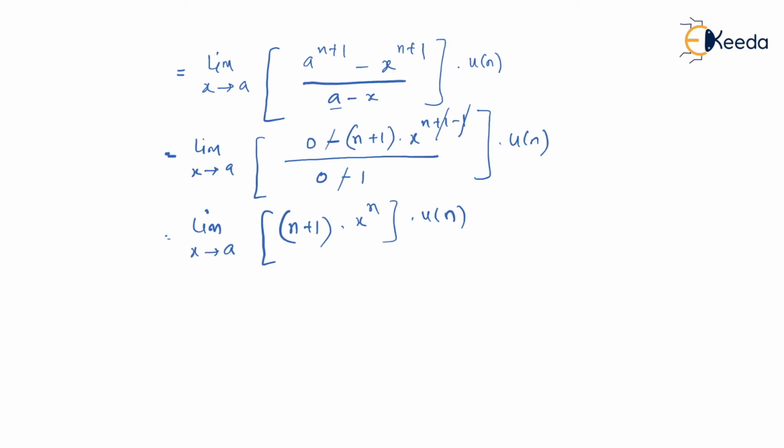Now it is quite harmless to substitute x equal to a here. Let us write the final result: n plus 1 dot a to the power n u of n. And let me tell you, this is the final result for a to the power n u of n convolved with a raised to n u of n, that is, the same signal convolved with itself.